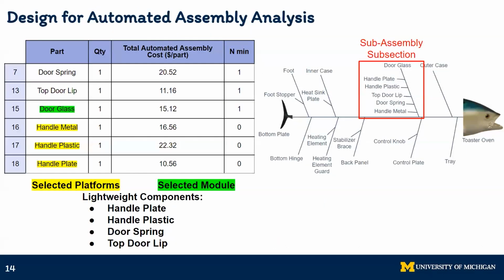In considering the possibility of implementing automated assembly, we analyzed the cost of automated assembly within one of our key subsystems, the door subassembly. We first calculated the total cost for automated assembly for each part within the subassembly. Then we considered the handle, metal, plastic, and plate as our platforms for redesign and the door glass as our module for redesign, as all components are lightweight.